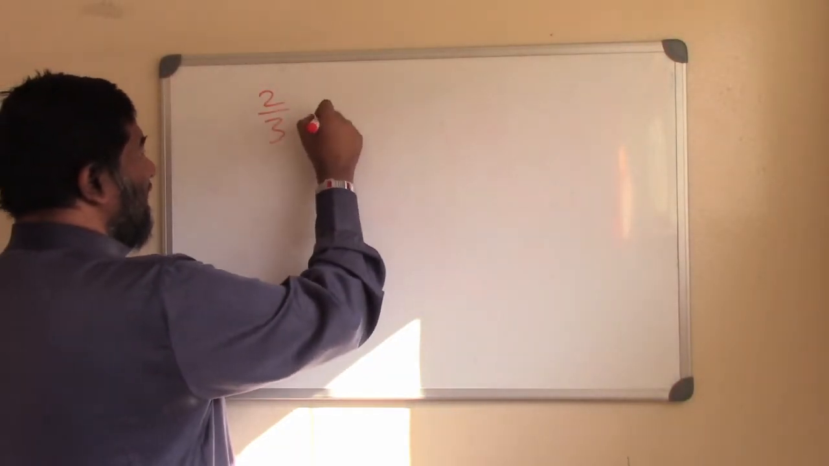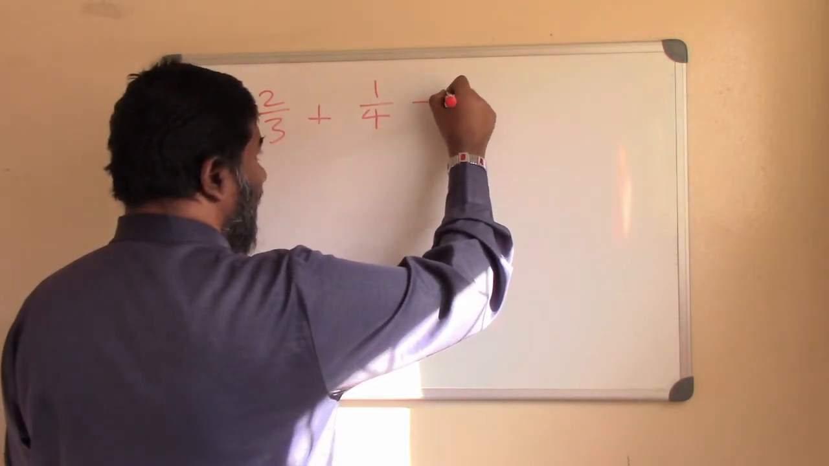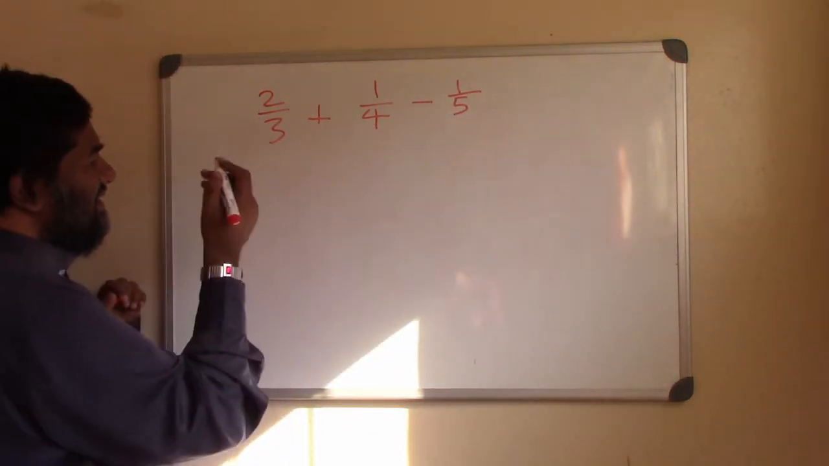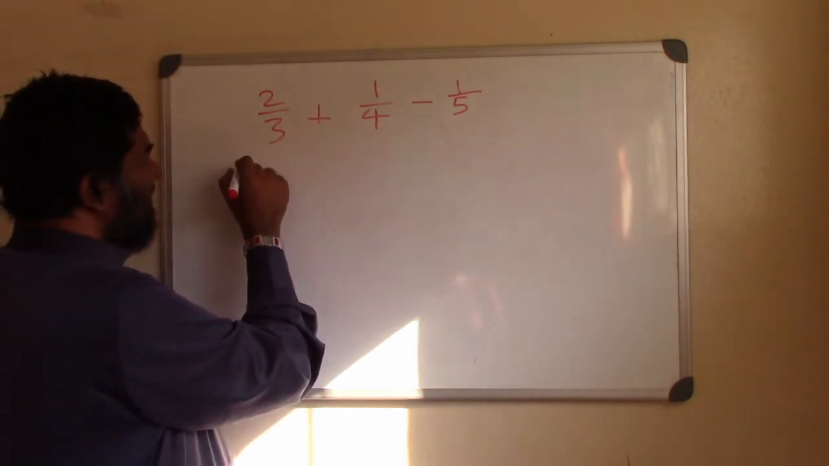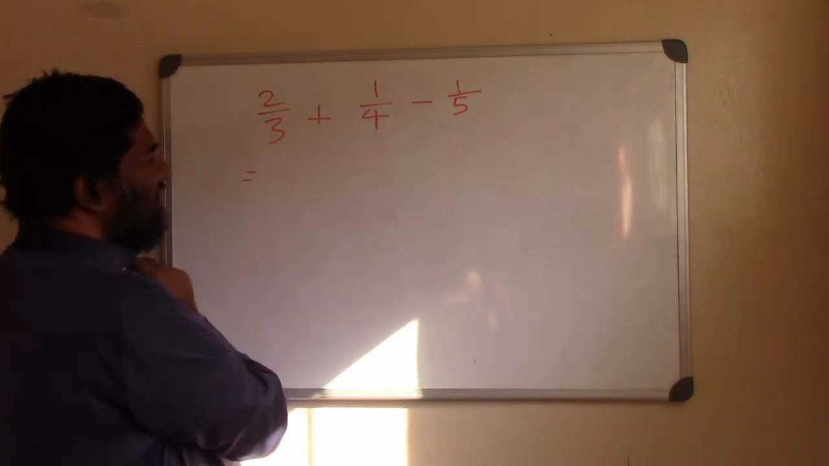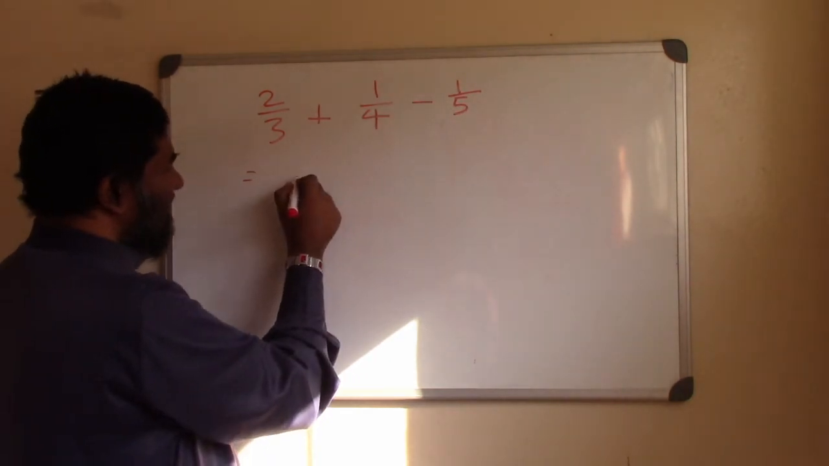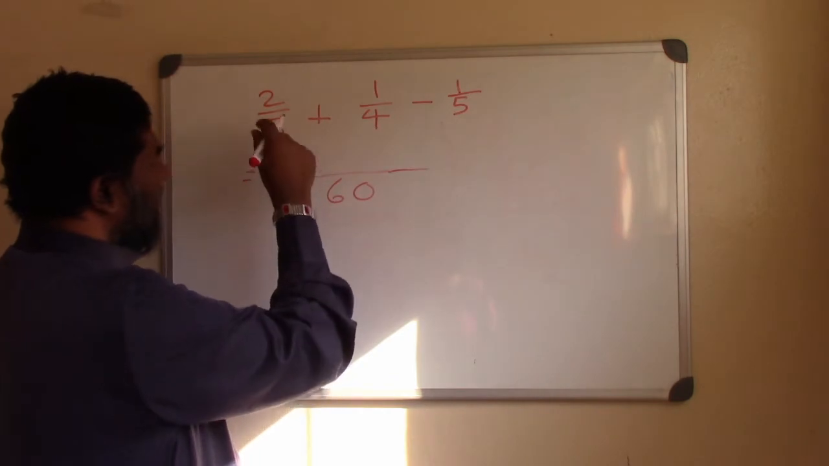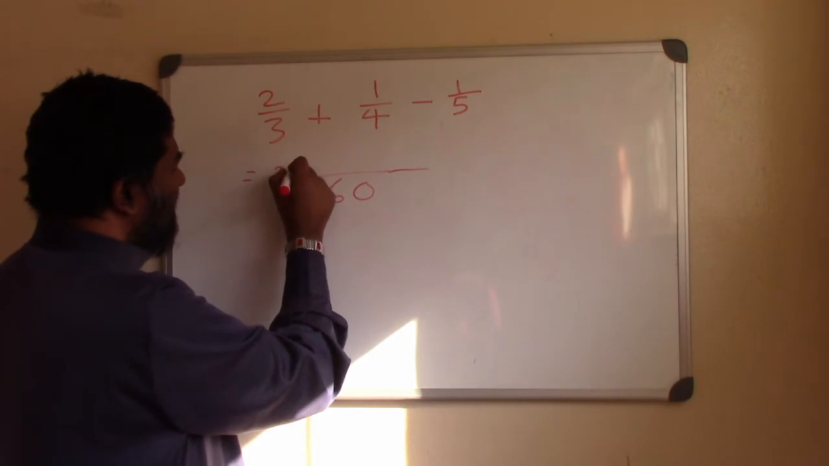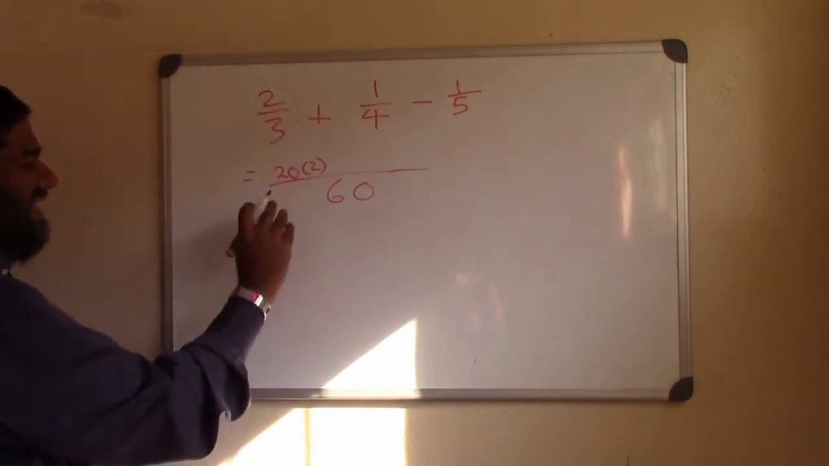2/3 plus 1 over 4 minus 1 over 5. Now, what I'm going to do first is find the LCM. The LCM of 3, 4 and 5, which would equal 12 times 5 is 60. I can say 3 can go into 60 how many times? 20 times. What is my top number? 2. I have a plus sign.